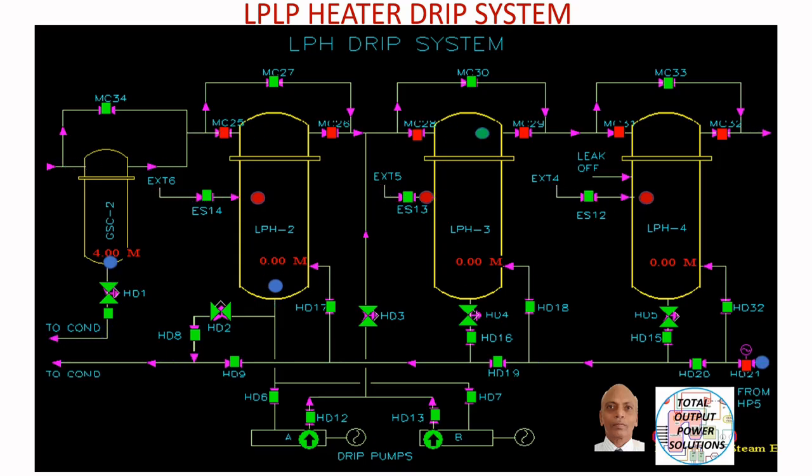Then you can see one more circuit, which is for the drip pumps. The drip pump suction is taken from LP heater 2, and the condensate is sent back into the condensate line. Now, let us start the simulator operations.